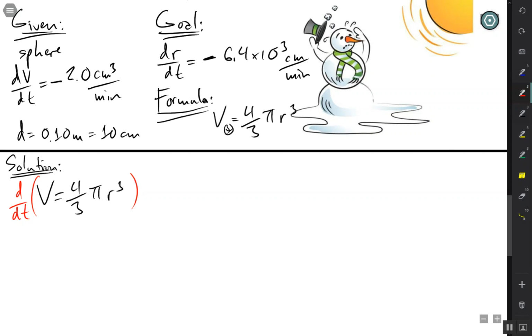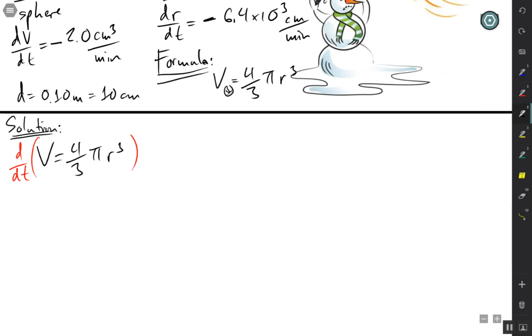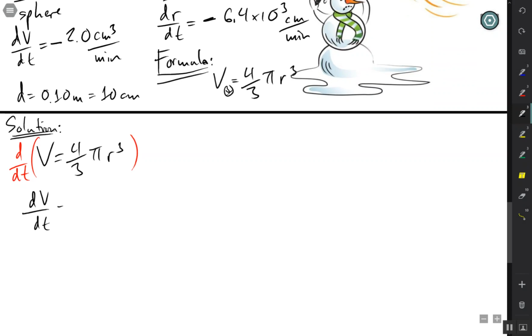And so make sure you follow all the rules for differentiation. dV/dt: 4/3 pi is constant, so you can take that out, or the derivative of that is just 0. And then the 3 comes down. You have r squared, but don't forget to take the derivative itself, dr/dt. Okay, as you can see here, that cancels out.